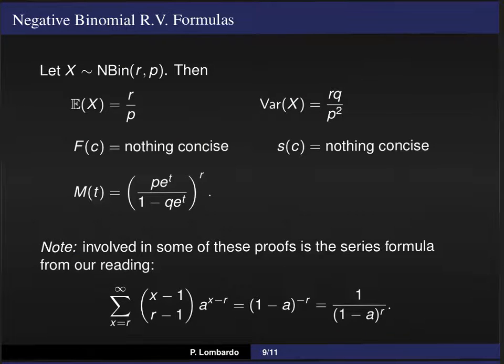Now, as with the geometric random variable, we have a bunch of nice formulas that we can derive for expected value, variance, etc. So keep in mind, again, your cumulative distribution function, we have nothing concise when r is not equal to 1, right, when we're not dealing with the geometric. And for that reason, there's nothing concise for a survival function either.